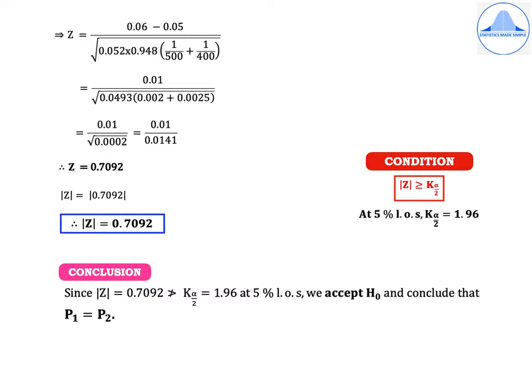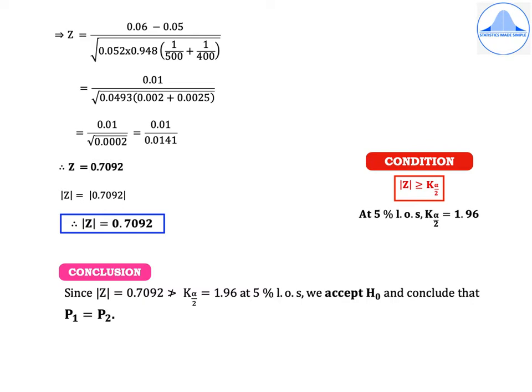But remember that for the conclusion, we have to make use of the condition for a two-tailed test. That is, we have to check if mod Z is greater than or equal to K alpha by 2. So we know that at 5% level of significance, K alpha by 2 is 1.96. Now find out mod Z, which is modulus of 0.7092. You know that the modulus or the absolute value of a positive number remains positive. So we get mod Z is equal to 0.7092.